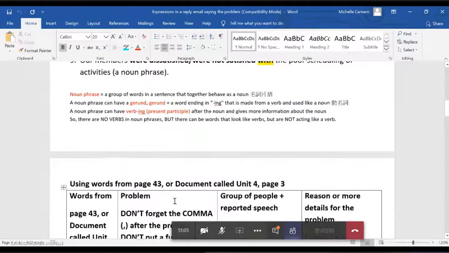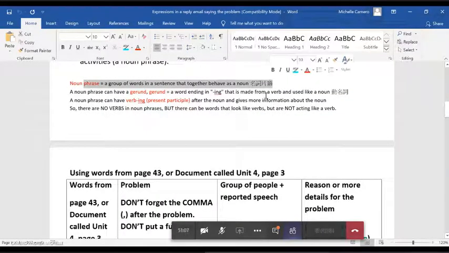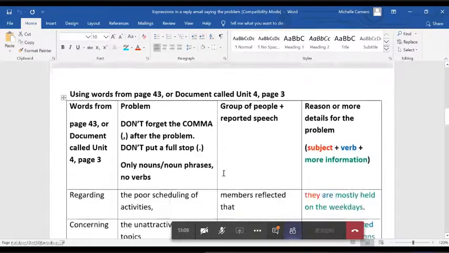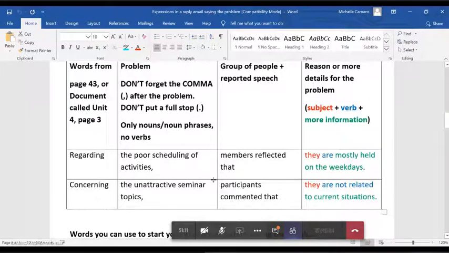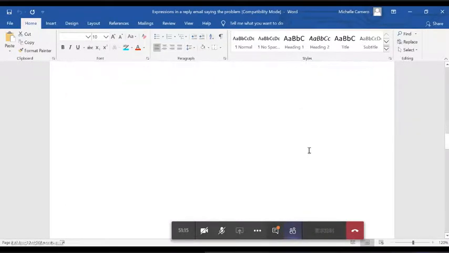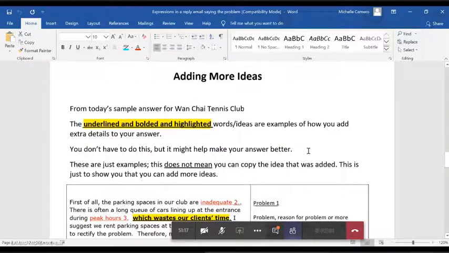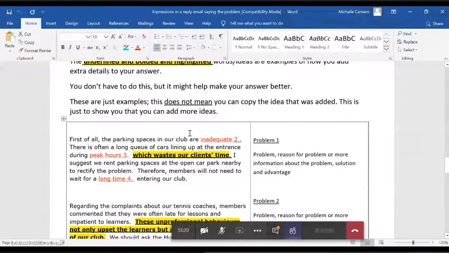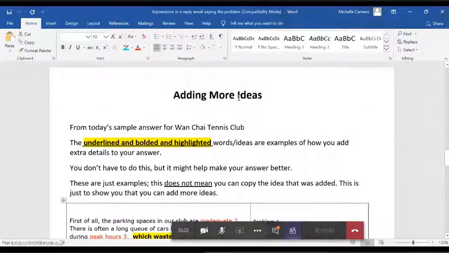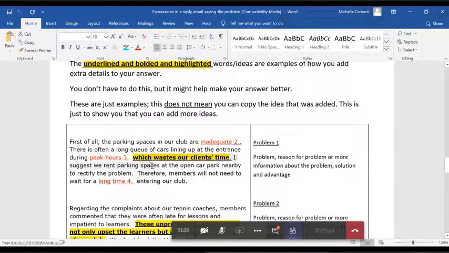So I sent this to you, and again, we did talk about a noun phrase, okay? And then over here, I gave you a few more sentence patterns to talk about the problem and more information about the problem. All right, and then we talked about adding more ideas to the problem. So let me just say something about this quickly. When you add more ideas to the problem, that's optional. You don't have to add more ideas about the problem, but if you want to, you can.